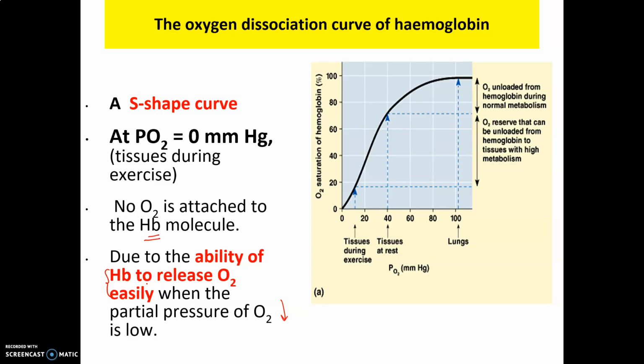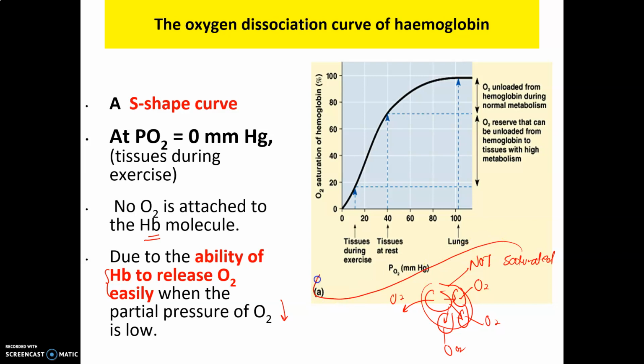Bila satu oksigen dia release daripada satu subunit, kita ingat balik, menyebabkan the rest of the subunit akan change its conformation, menyebabkan the rest of the oxygen akan lagi senang nak release. Now, bila dah tak ada oxygen bind dekat hemoglobin, memang betul lah kan, hemoglobin is not saturated dengan oxygen. That's why dia punya percentage of saturation is very low, dekat sini. Clear eh?